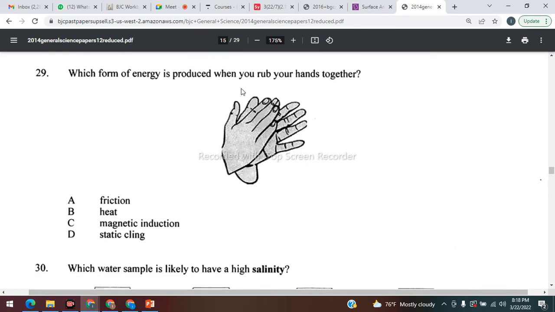Okay, what form of energy is produced when you rub your hands together? Is it A, friction, B, heat, C, magnetic induction? Friction. I rub my hand together. My hands get hot when I rub my hands together, so friction. Form of energy. Not energy. Heat. Oh. Heat. Okay.